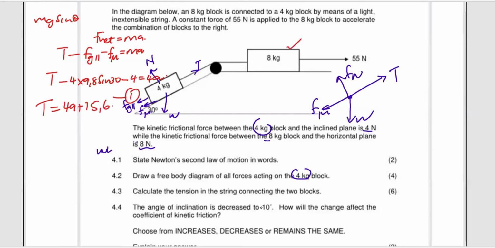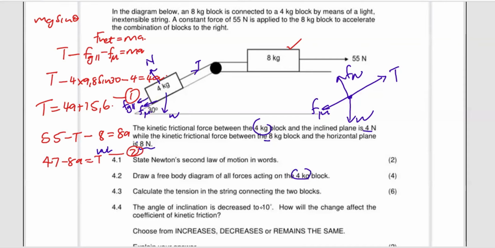Then I look at the 8 kg block. That's still the same formula: F net is equal to ma. So 55 minus the tension minus the frictional force, which is 8, should give us 8a. So what is 55 minus 8? Gives me 47. So 47 minus 8a should give us the tension. That is equation number 2.